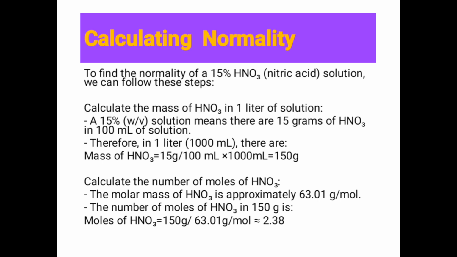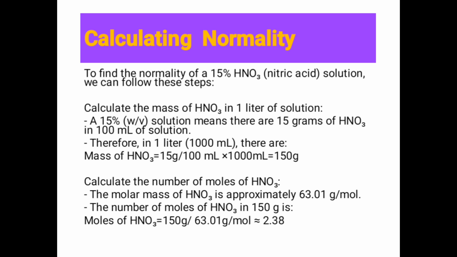The first thing to do here is to calculate the mass of HNO3 in 1 liter of solution. If we say you have a 15% weight per volume solution, it means that we have 15 grams of HNO3 in 100 ml of solution. So whenever you see 15% HNO3 solution, it means that we have 15 gram in 100 ml of solution.